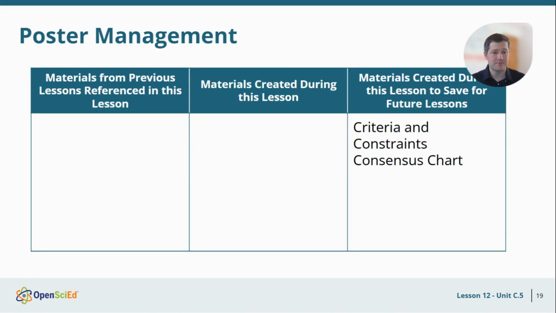And then in terms of poster management, the key thing is this criteria and constraints consensus chart is going to be useful because students will be expanding out a similar product in the next lesson.